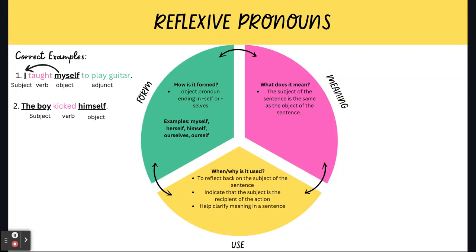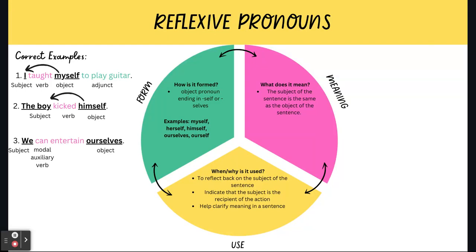Second example, the boy kicked himself. Again, the subject and the object are the same thing, the boy and himself. I understand who is receiving the action in the sentence. The boy is kicking himself. So the meaning in this sentence is clear. If I were to take himself out, the boy kicked, I'd be left questioning who the boy was kicking. So I wouldn't fully understand the sentence.